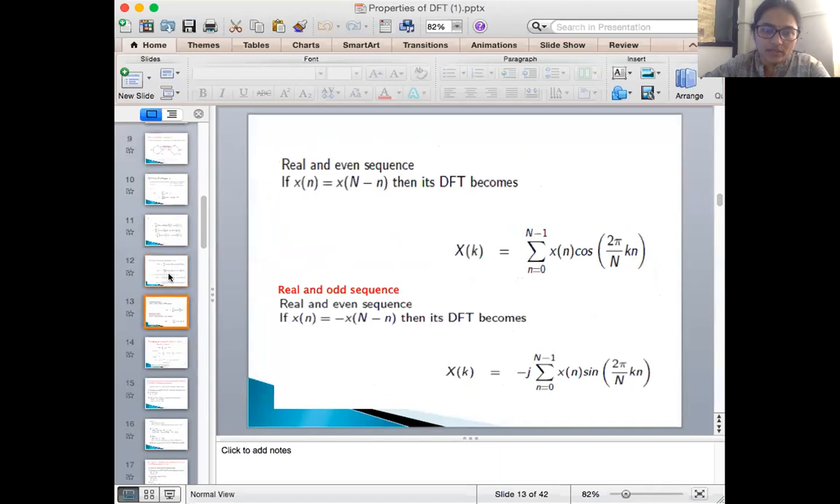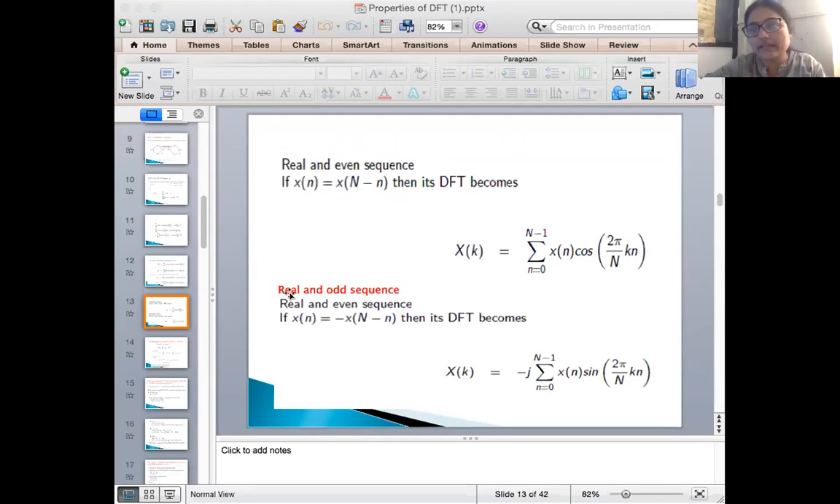Here we have seen one important observation: if the sequence is real and even, then their corresponding DFT values we can calculate directly by using the formula X of k is equal to summation n varies from 0 to N minus 1 x of n cos 2 pi k n divided by capital N. So if the input sequence is real and even, its DFT values are also real and even.